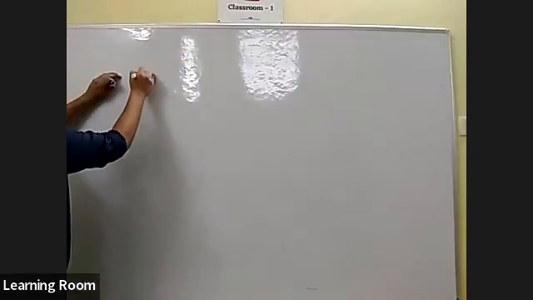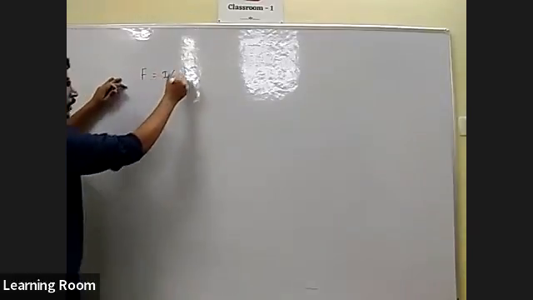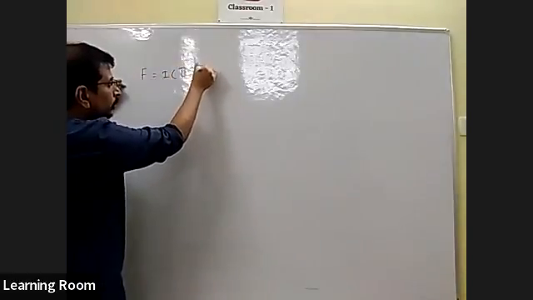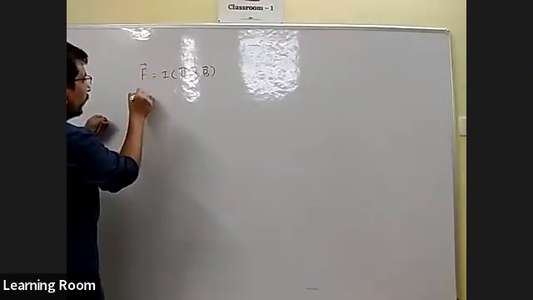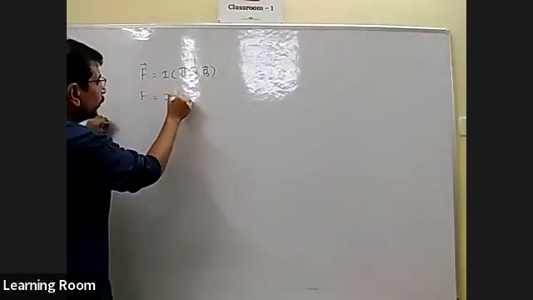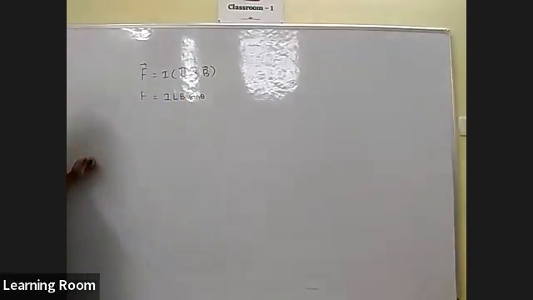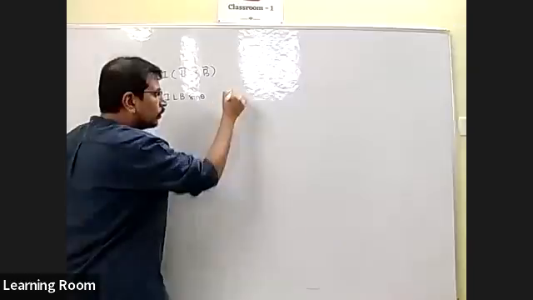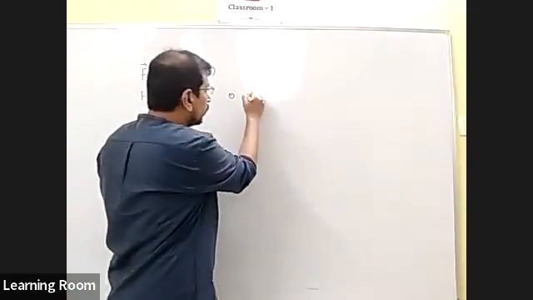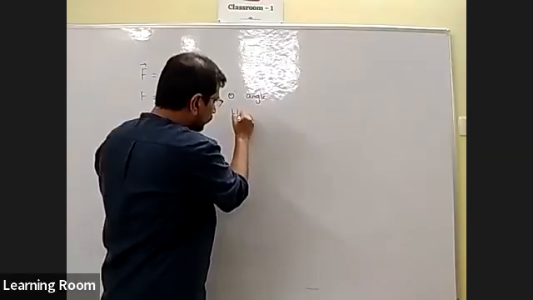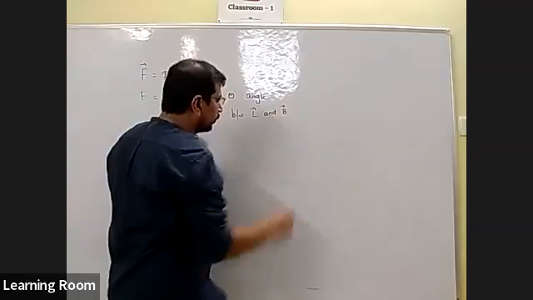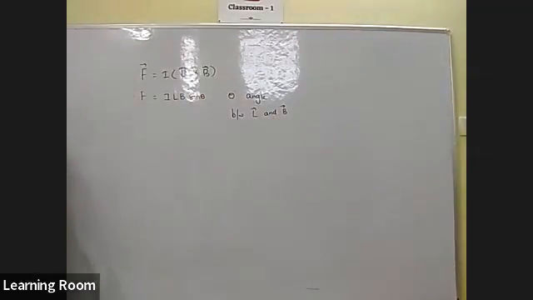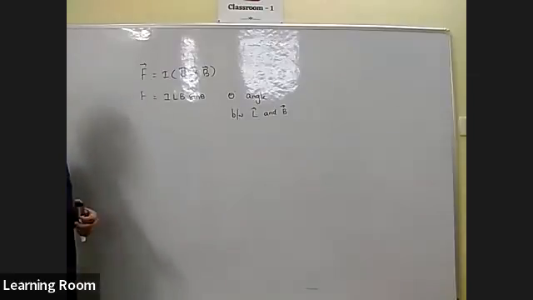So how much is it? F is equal to I into L vector cross B vector, correct? This is what we calculate. Now, this is the F vector. So F was equal to I into L into B into sin theta, where theta is the angle between L vector and B vector. So this is what we saw in the previous class.